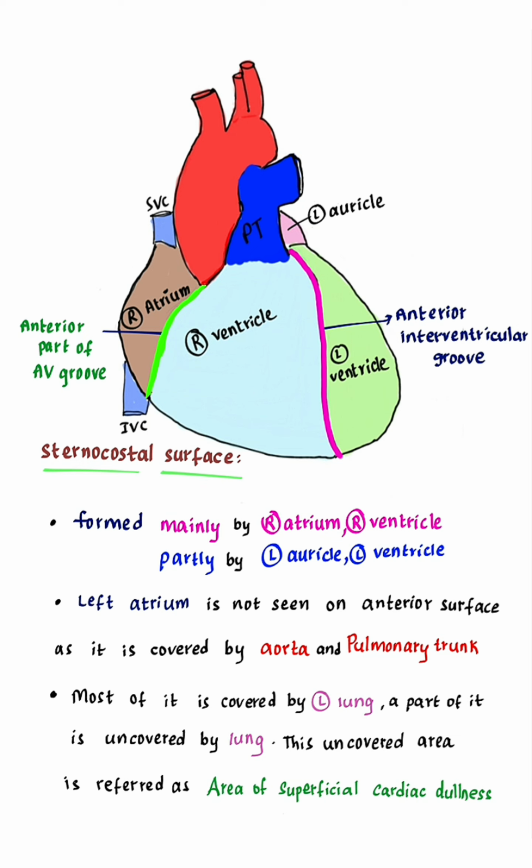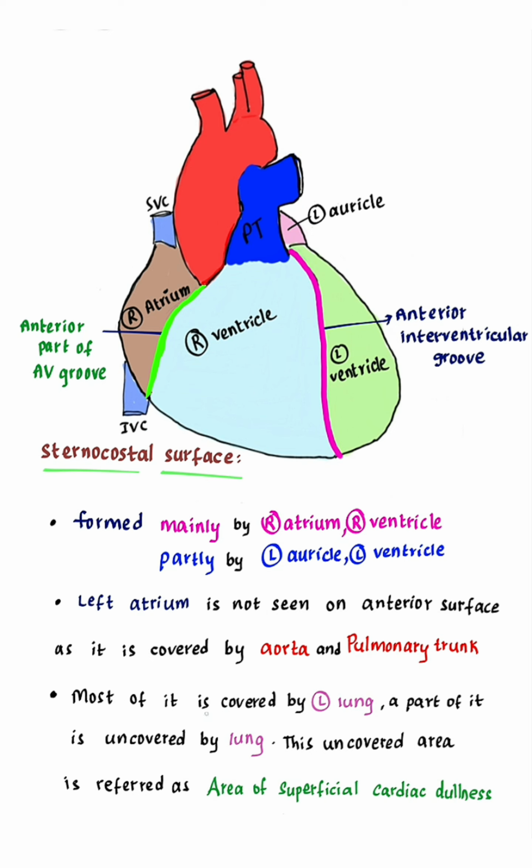Sternocostal surface. It is formed mainly by right atrium, right ventricle, partly by left auricle and left ventricle. Left atrium is not seen on the anterior surface. You can see that there is no left atrium on the anterior surface, as it is covered by aorta and pulmonary trunk.